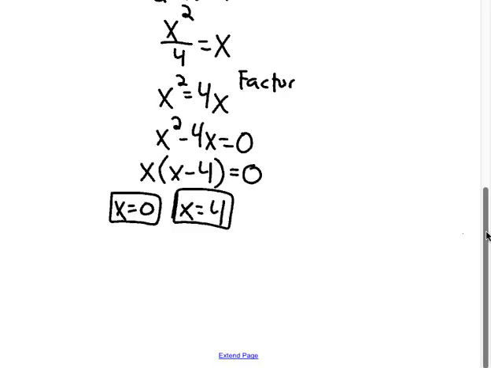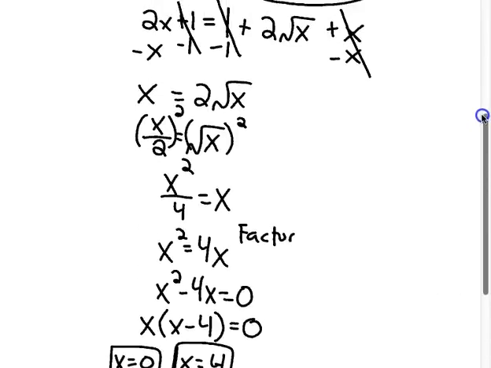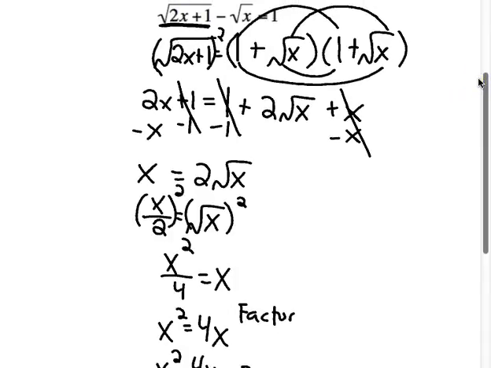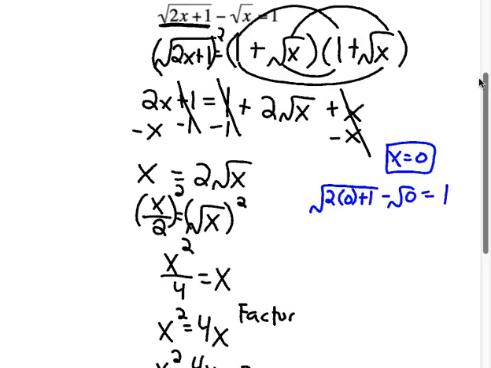Now let's go back and check them, okay? So we need to check these back in the original problem, all right? So let's go and actually do that. So I'm going to check my solution of 0 first, okay? So let's check that one, and I'm going to do it up here just so I can see the formula as I'm working with it. So 2 times 0 plus 1 minus square root of 0. So here this is going to be square root of 1 minus square root of 0. So 1 minus 0 does in fact equal 1. So that one worked out perfectly.